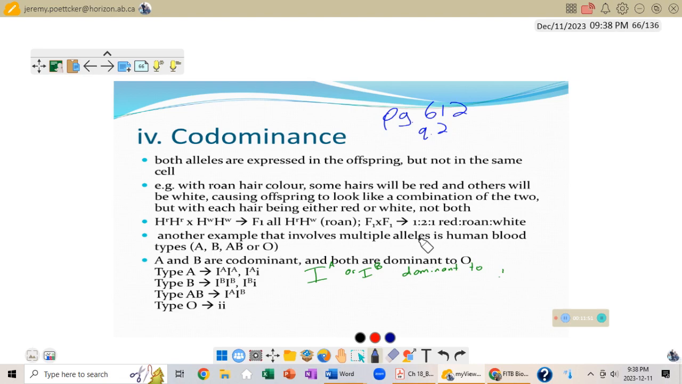When we talk about multiple alleles, we can look at human blood types. A and B are codominant, and both are dominant to O. So you use a capital letter to show A or B, and then a lowercase letter to show the O. Again, more complex. The idea with really any of these questions is you need to know how to do a Punnett square. You need to know how to read the question, and then away you go.